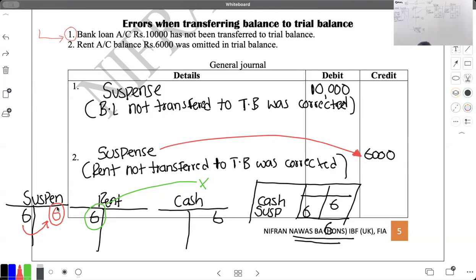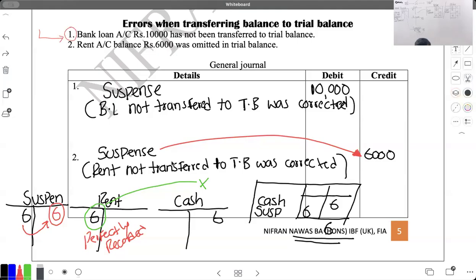Once you credit 6, you don't need to debit the rent account because the rent account is perfectly recorded. The entries have been perfectly recorded in the rent account. It's just that it was not taken to the trial balance. So the only entry that is needed to sort this issue out is basically the suspense. Delete it. With that you are done. Okay.